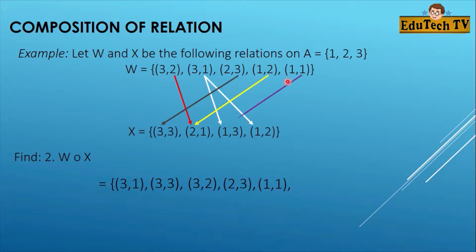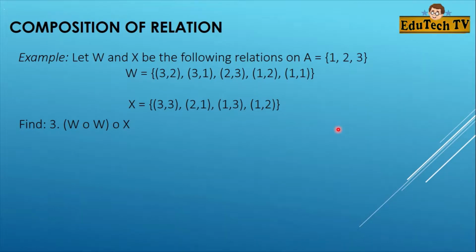Next, we have 1, 1 and 1, 3. So get 1 here, the first element in W, and the second element from X, so we have 1 and 3. Lastly, we have 1, 1 and 1, 2. So get 1 and then 2. So we'll have the ordered pair 1, 2. So that's the composition for WX.